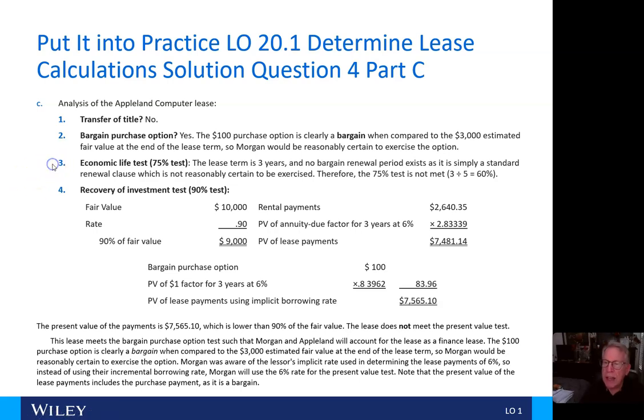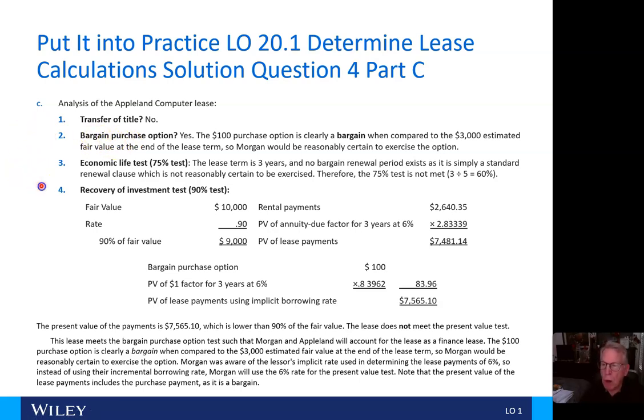Number 3, the economic life test, the 75% test. The lease term is 3 years and no bargain renewal period exists, as it is simply a standard renewal clause, which is not reasonably certain to be exercised. Therefore, the 75% test is not met. 3 divided by 5 is 60%.